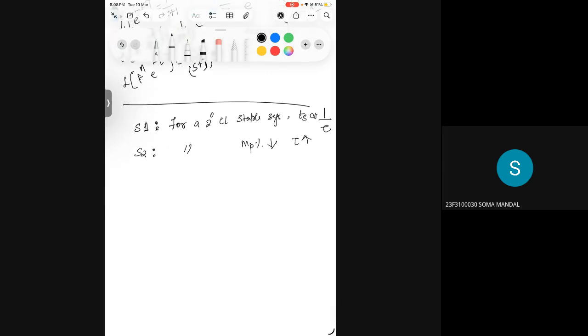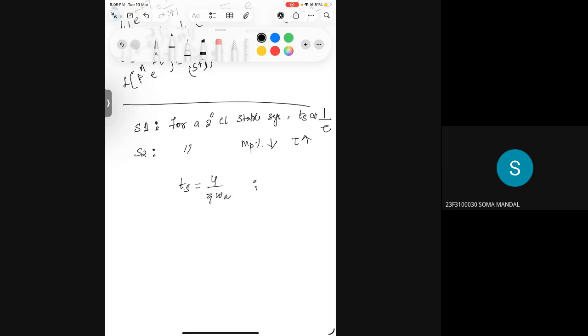Statement 1 is, for a second order closed loop stable system, settling time is inversely proportional to its damping ratio. Statement 2, for the same second order stable closed loop system, overshoot percentage decreases with the increase in damping ratio. What is the equation for settling time? 4 by zeta omega n.